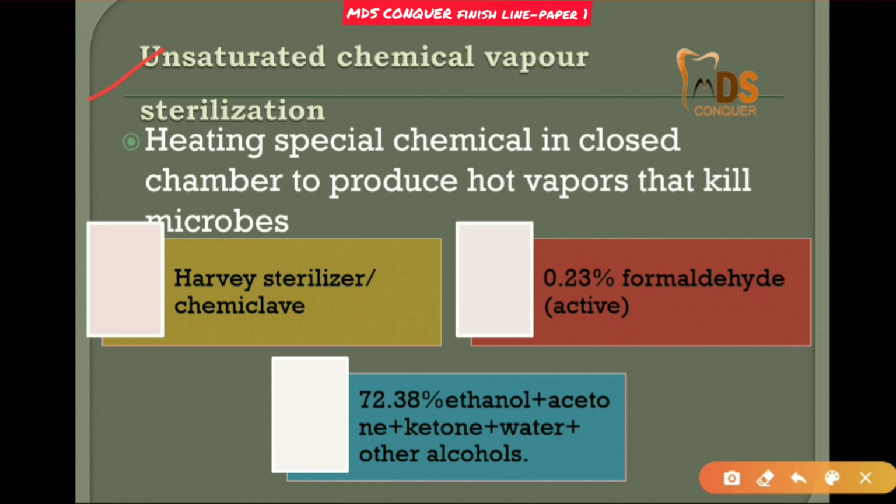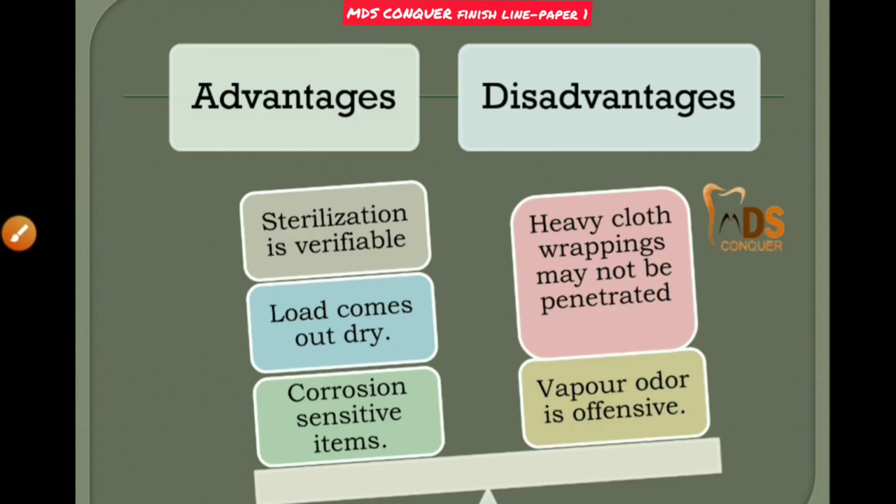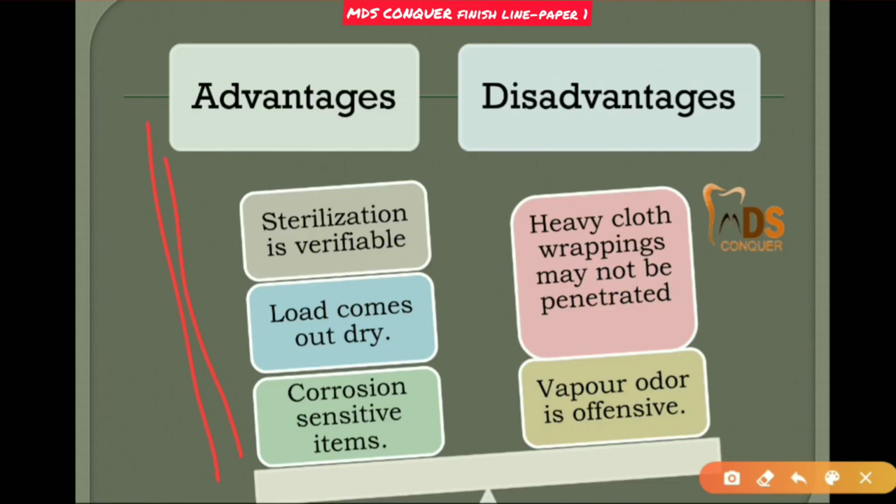Then coming to the unsaturated chemical vapor sterilization, there is the Harvey sterilizer or chemiclave, where 0.23% formaldehyde is active, and 72.38% of ethanol, acetone, ketone, water and other alcohols are used. Advantages of this and disadvantages.